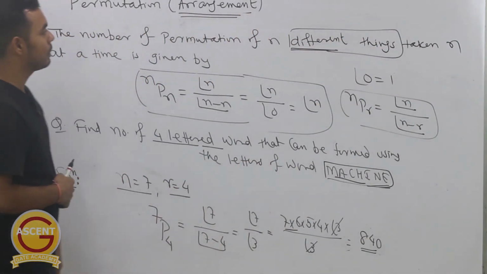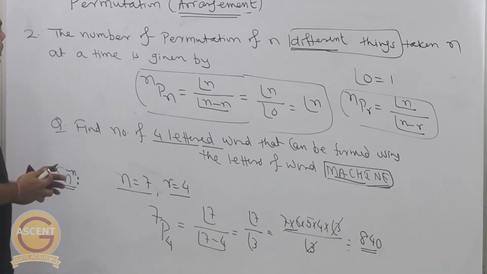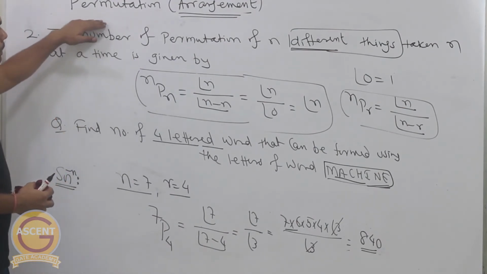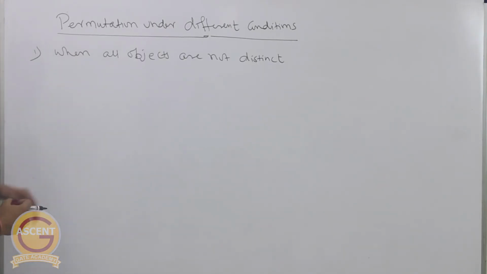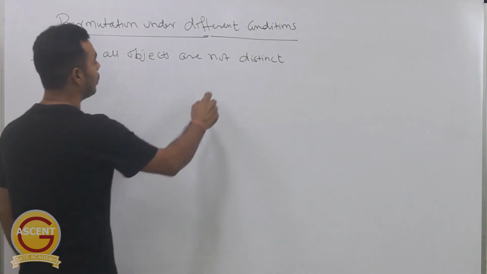Now we are going to see some of the special cases in permutation. So our next heading will be permutation under different conditions. Under this topic we will see different types of cases. So the first case is when all objects are not distinct.